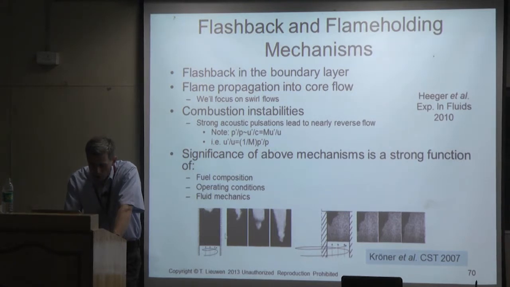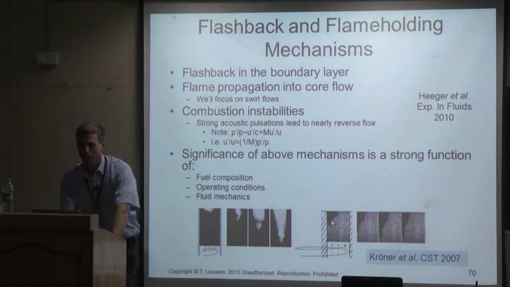So here are your combustor walls. This shows the flow is swirling, and you see the flame propagating upstream in the core. This right here is an annular flow passage, so the flow is going from bottom to top. You can see this flame is coming back.